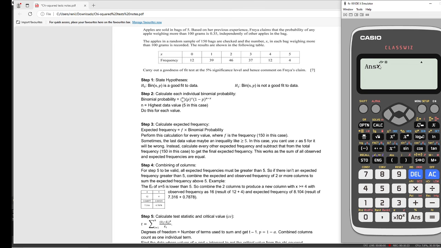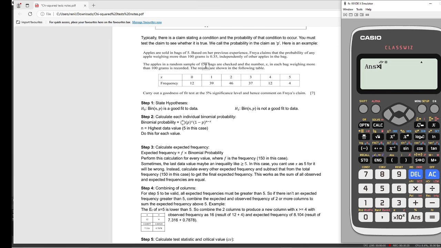So what we do is multiply this binomial probability with the total frequency as shown, which is 150 over here. And as stated in the formula over here, our expected value or expected frequency would be 17.404. That's how we calculate the expected frequency. Once again, you got to repeat this for each and every single calculation.